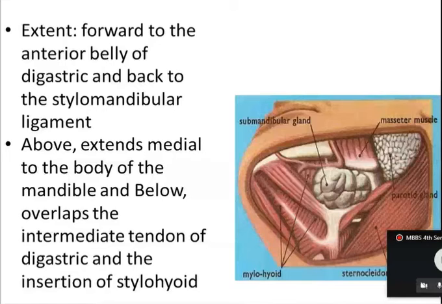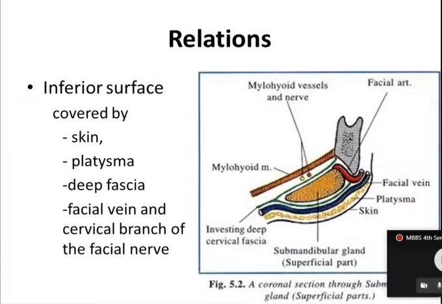So in the relations, the inferior surface is covered by the skin. Here we can appreciate the skin with the superficial fascia having the platysma, and the facial veins can be appreciated here. And the deeper fascia splits into two to enclose the gland, and the facial vein and the cervical branch of the facial nerve are there in the inferior surface. So that is the inferior surface of the submandibular salivary gland, the superficial part.